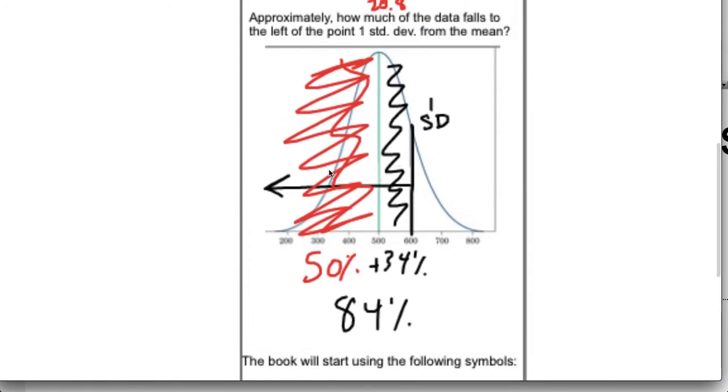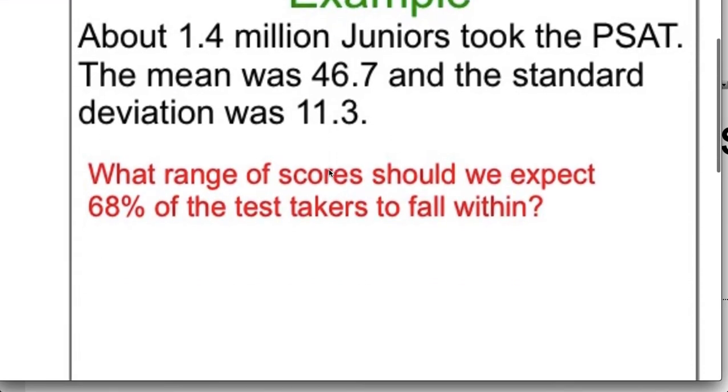Okay, so let's look more at applying this information. All right, let's look at an example together. It says about 1.4 million juniors took the PSAT. The mean was 46.7, and the standard deviation was 11.3. It says, what range of scores should we expect 68% of the test takers to fall within?